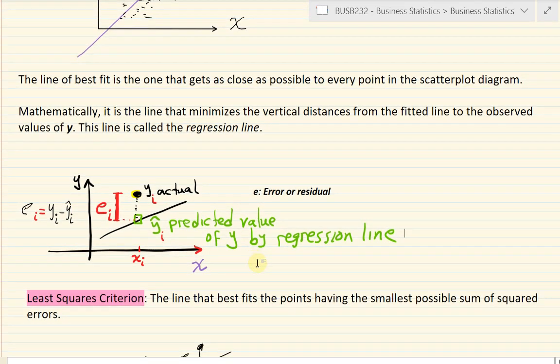So there you have it. The mathematical engine behind what we're doing is based on what we call the least squares criterion. And what is the least squares criterion? It says the line that best fits the points has the smallest possible sum of squared errors. Remember, the error that you see here is only for one pair of observations. So if I have a data set with 20 data points, I'm going to have 20 of these individual residuals. We square each of these residuals or errors and then add them up.